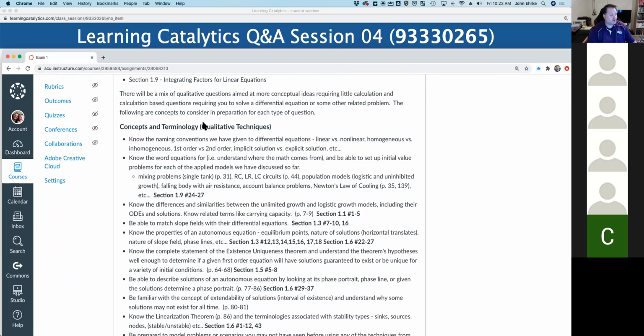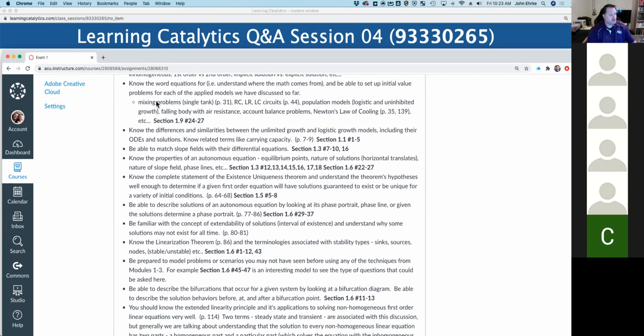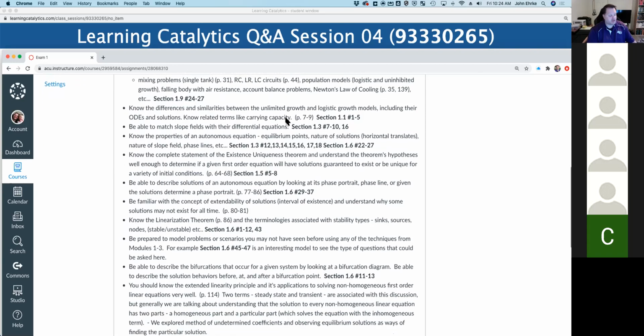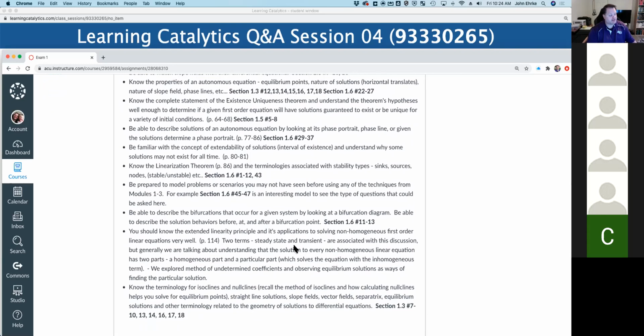You have what are called qualitative techniques, which is tell me something about the differential equation and or its solutions without actually solving it. So these are all techniques that we've talked about that relate to what we call qualitative techniques. And I have sections listed for each of them with some numbers of problems out of the textbook for you to look at that are kind of similar.